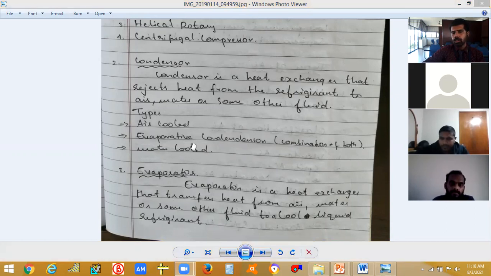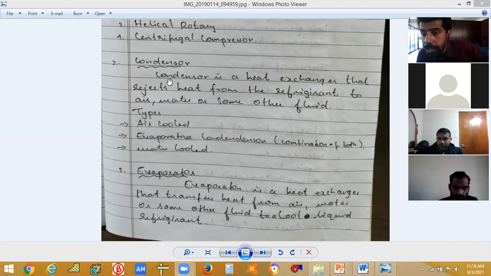Now the evaporator. The evaporator is the same kind of thing, but it comes as an indoor unit. An evaporator is a heat exchanger that transfers heat from air, water, or some other fluid to a cold liquid refrigerant, which means that it absorbs heat from the air and the heat is transmitted to the refrigerant. This condenser and evaporator are both heat exchangers. Here the hot air is absorbed by the refrigerant. There the refrigerant is ejecting the hot air to the atmosphere.